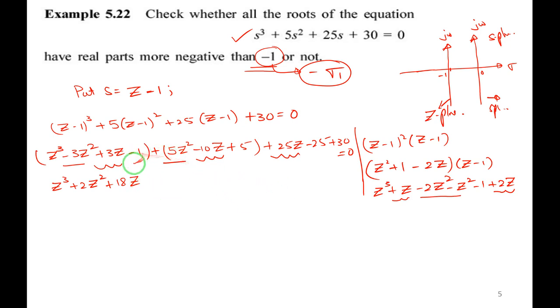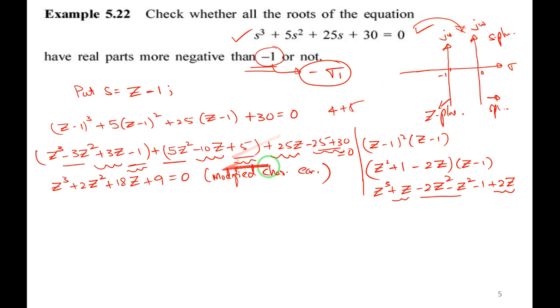Okay. Then constant terms: minus 1 plus 5, 5 minus 1, 4. 4 plus 4, then these both, 30 minus 25, 5. 4 plus 5, 9. Is it fine? Correct? 9. So equal to 0. Now I got this modified characteristic equation. Earlier, the original equation corresponded to the S plane. Now the modified characteristic equation corresponds to the Z plane, right?